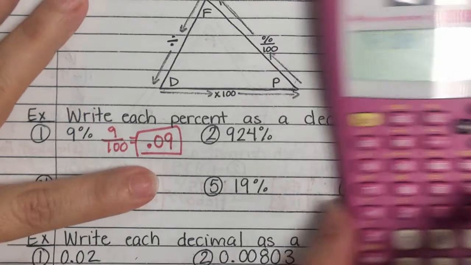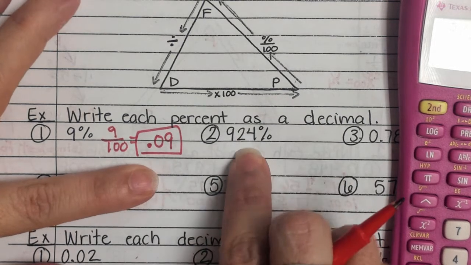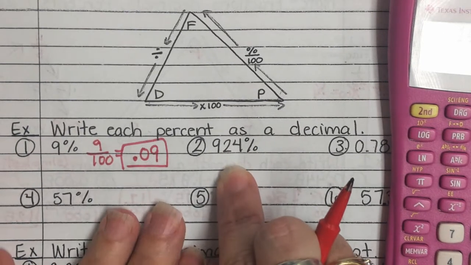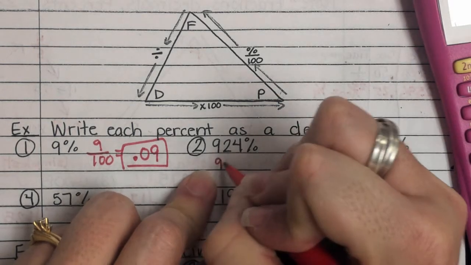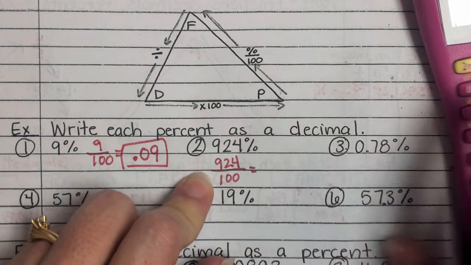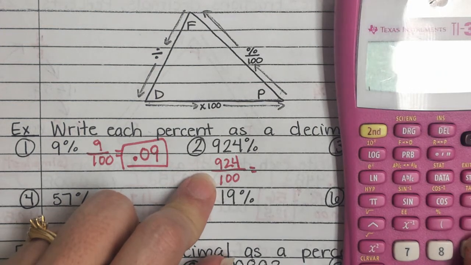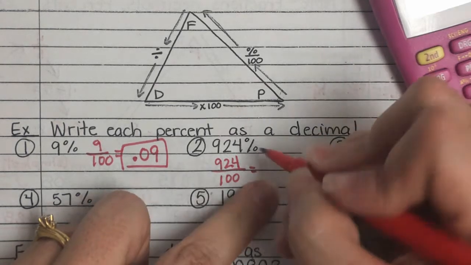Like, you can use this triangle. So, like 924%. If I take 924 and I put it over 100, yeah, 9.24.